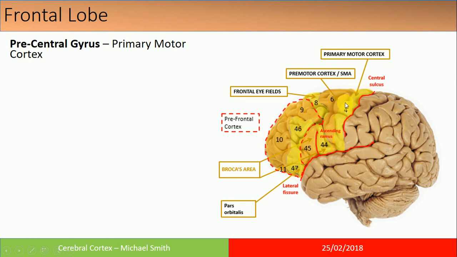And this is our primary motor cortex. So this is where most of our motor fibers that control how we move are found. In front of this, we have our premotor cortex or supplementary motor area. And in front of this, we have our frontal eye fields, which play a role in the movement of our eyes.